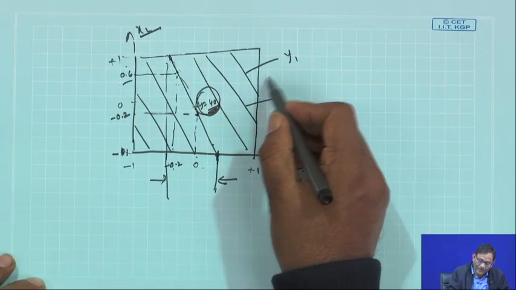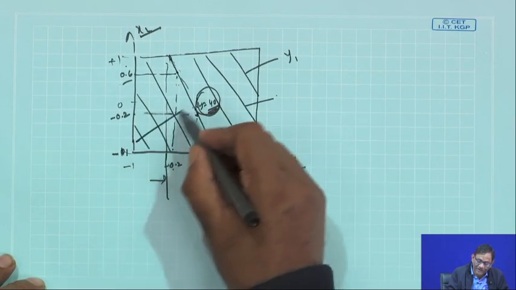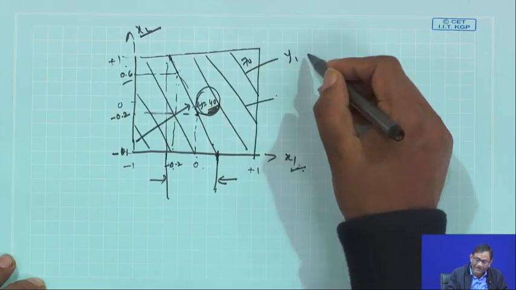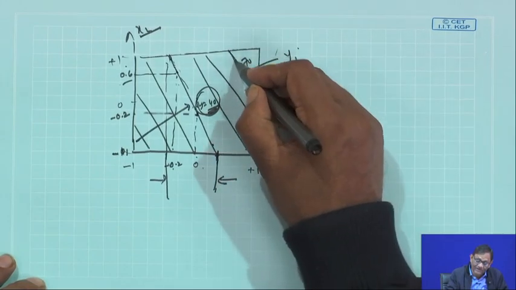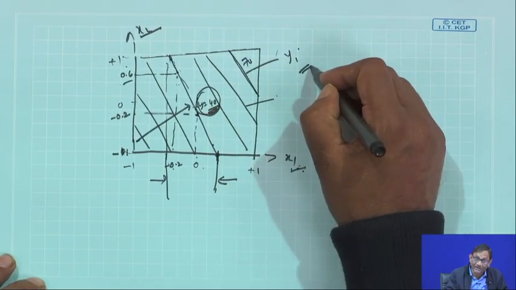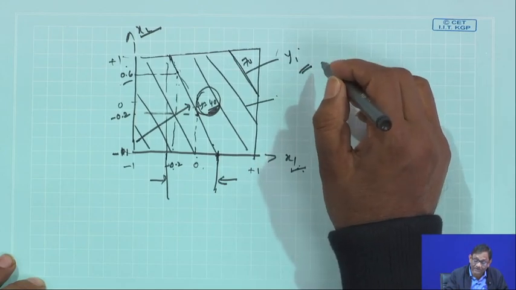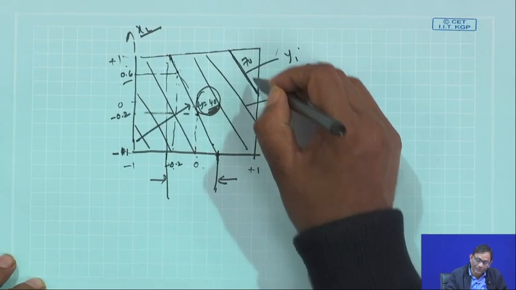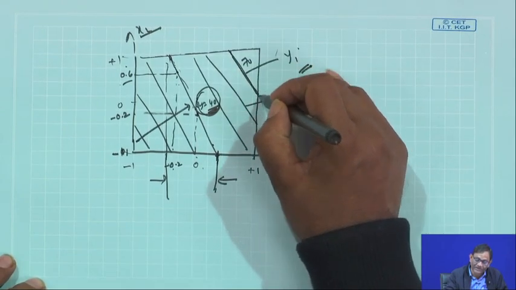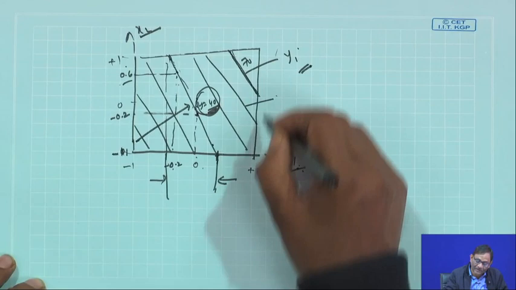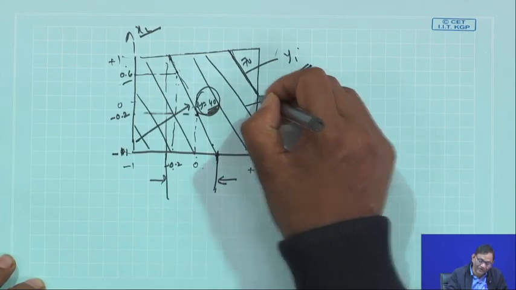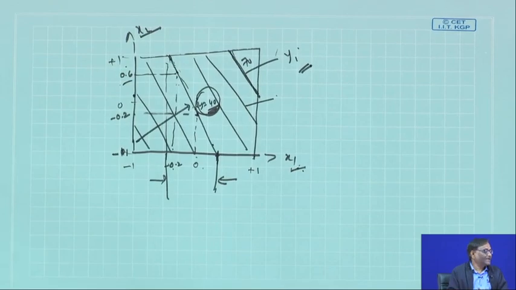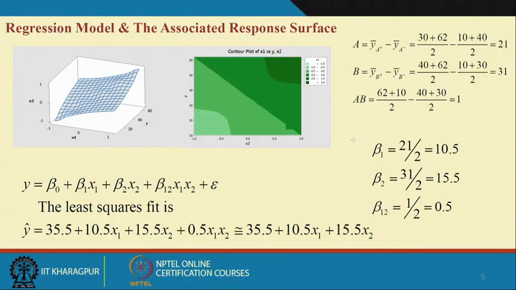Suppose this line is 70, and y is a higher-the-better case. Then you will be interested to run the machine keeping x1 maybe 1, and then x2 will be something like this. Okay. So, in this sense the response surface will be understood.